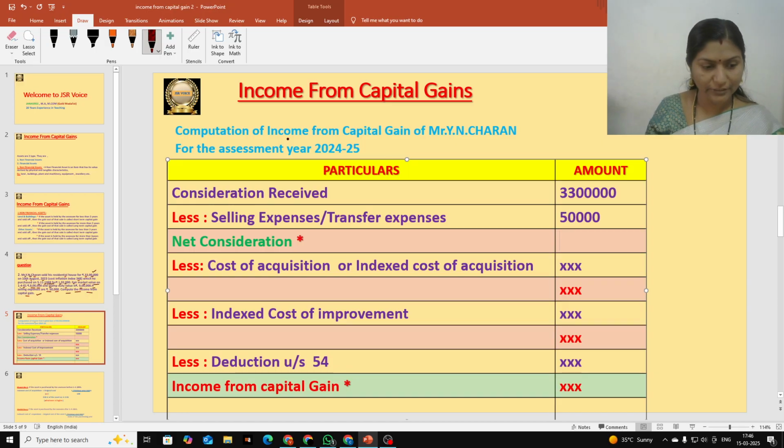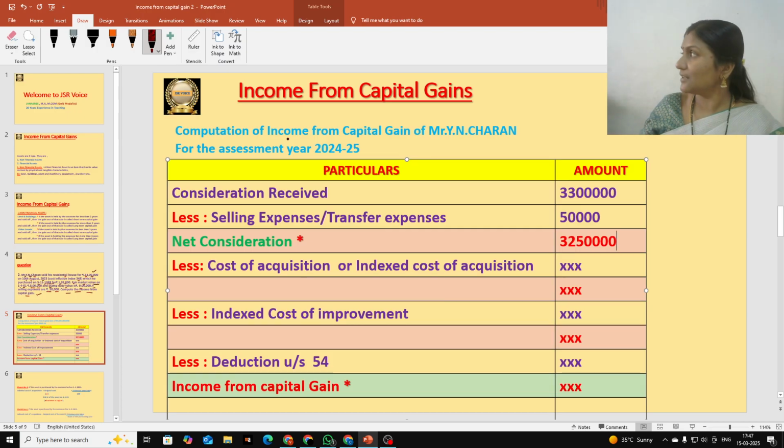You have to deduct 50,000 from 33 lakhs. How much are you going to get? You are going to get 32 lakhs 50,000. That is known as net consideration. So net consideration is 32 lakhs 50,000. Hope this is clear for everyone.